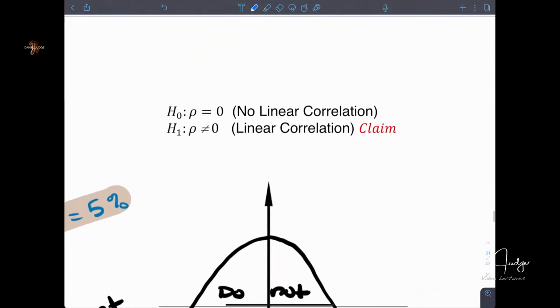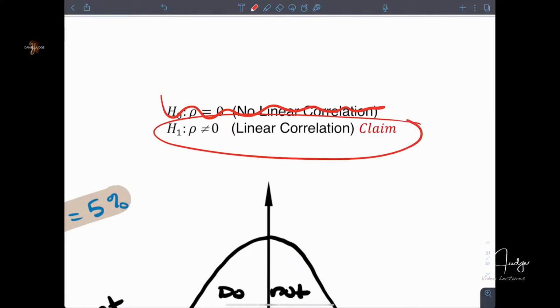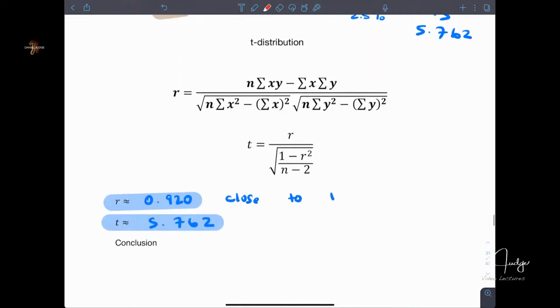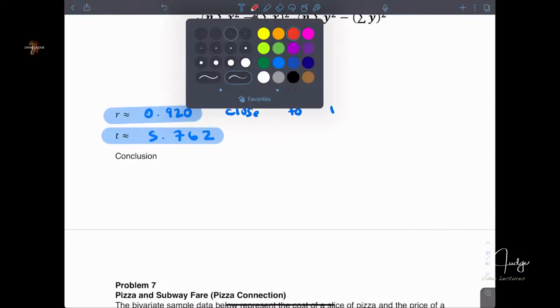So you say, I reject the null? Yes. If you reject the null, and you guys remember that, get rid of the null, you're accepting the alternate, which happens to be your claim that there is a linear correlation, and that's your conclusion. So you can say, there is a linear correlation.